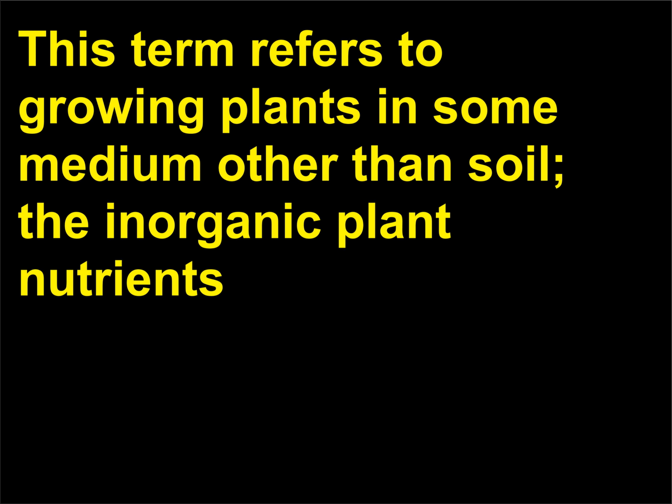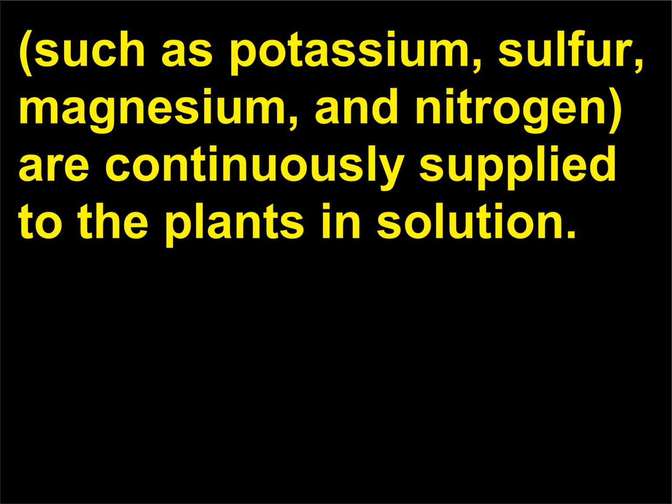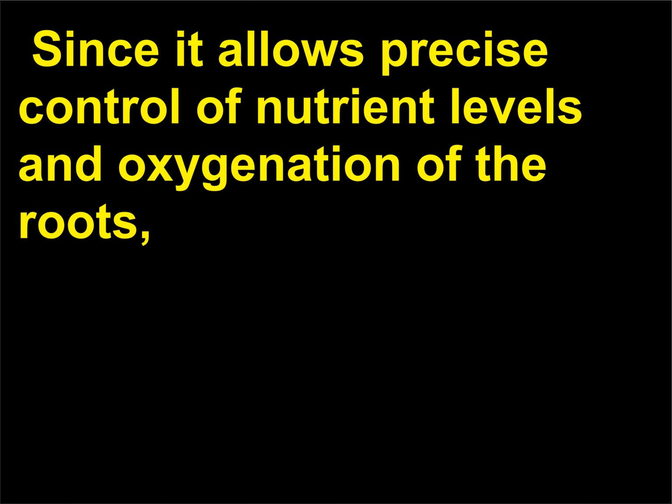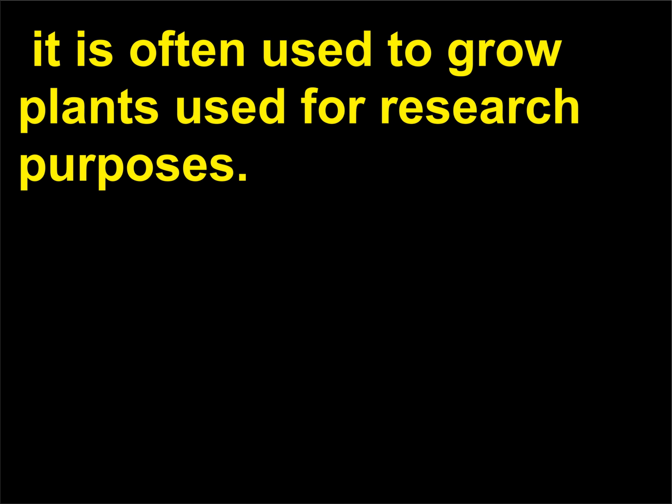This term refers to growing plants in some medium other than soil. The inorganic plant nutrients, such as potassium, sulfur, magnesium, and nitrogen, are continuously supplied to the plants in solution. Hydroponics is mostly used in areas where there is little soil or unsuitable soil, since it allows precise control of nutrient levels and oxygenation of the roots. It is often used to grow plants used for research purposes.